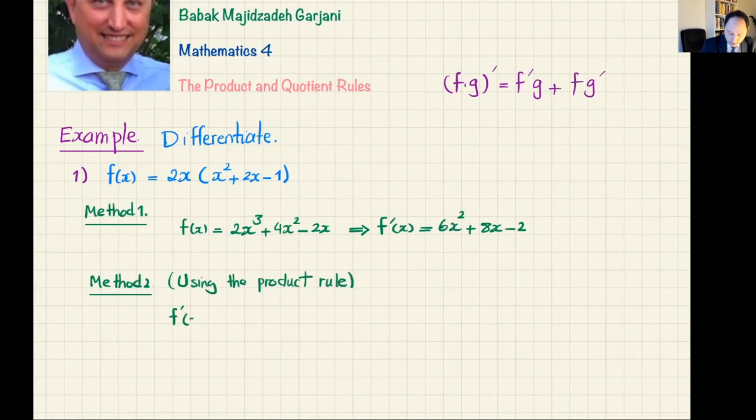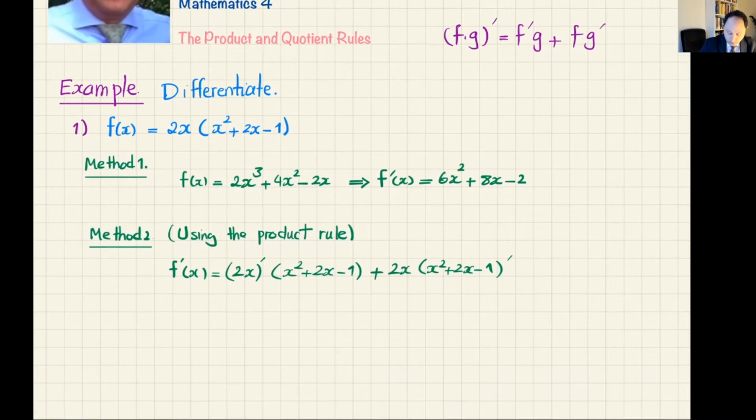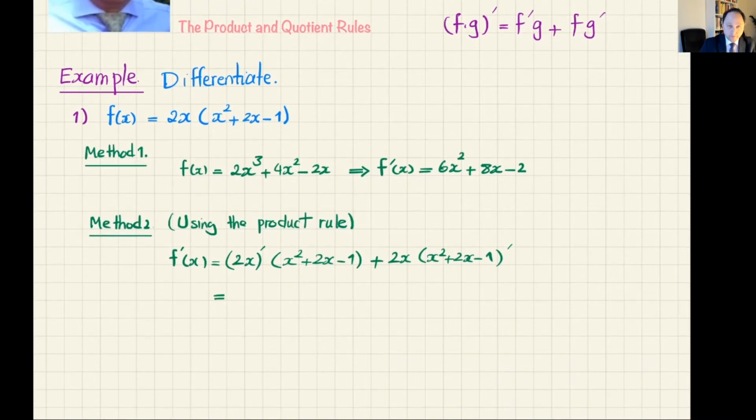So f prime of x, according to the product rule, is the derivative of the first one multiplied by the second one itself, plus the first one itself multiplied by the derivative of the second one. Yes, and I have to continue until I do not have any prime left. So the 2x becomes 2, and I multiply it by x squared plus 2x minus 1. Then I will have 2x, then I have 2x plus 2, the derivative of the second one.